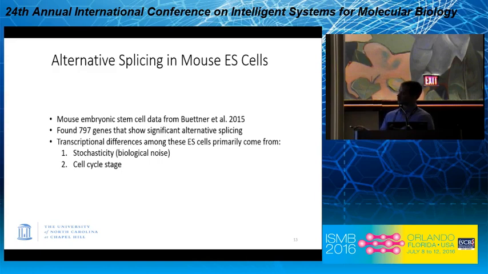Okay, so we then applied SingleSplice to real data from mouse embryonic stem cells. The data set we used was from the Buettner paper, and we found 797 genes that show significant alternative splicing across the set of cells.